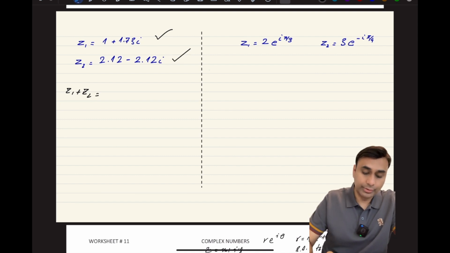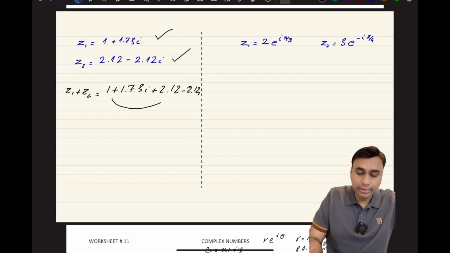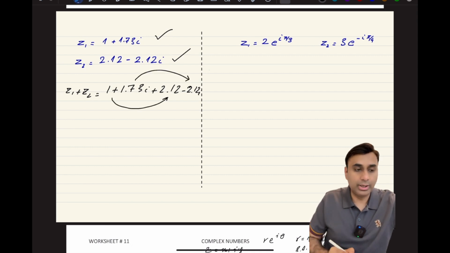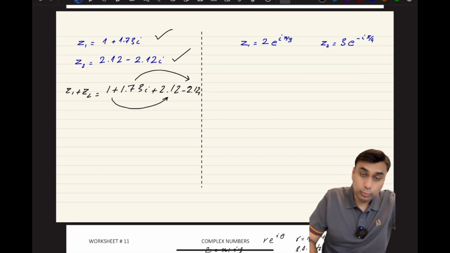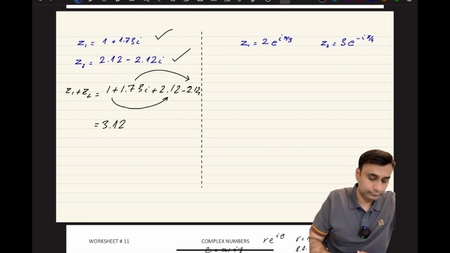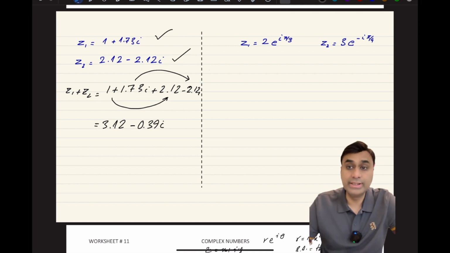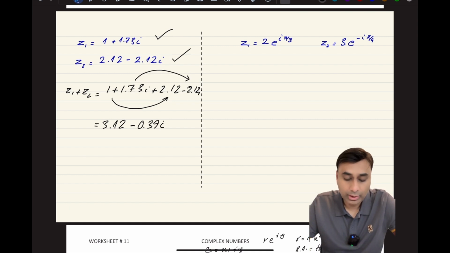So if I have to add or subtract any pair of complex numbers, then the rectangular form is the most suitable one for me, because if I'm adding the complex numbers 1 plus 1.73 iota and 2.12 minus 2.12 iota, then I can just simply add the real parts together and add the imaginary parts together. So when I do 1 plus 2.12, that becomes 3.12, and when I do 1.73 minus 2.12, I will get negative 0.39 iota.